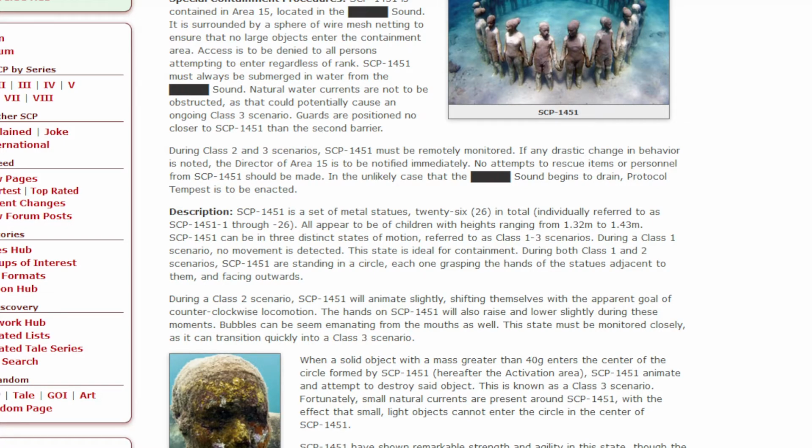SCP-1451 are standing in a circle, each one grasping the hands of the statues adjacent to them, facing outwards. Class 2 will animate slightly, shifting themselves towards the apparent goal of counterclockwise locomotion. The hands of SCP-1451 will also raise and lower slightly with these movements. Bubbles can be emanating from the mouths as well. The state must be monitored closely as it can quickly transition to a Class 3 scenario.